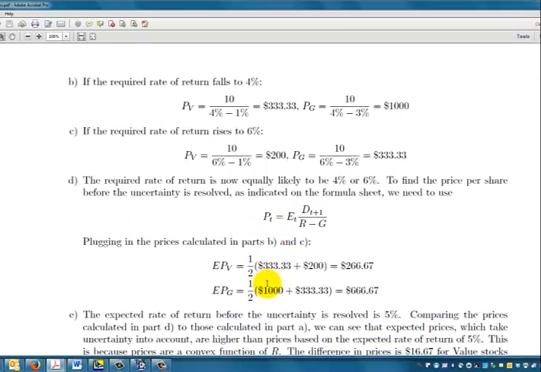Now, what happens if the required rate of return falls to 4%? Well, for the value firm, we're just going to plug in 4% minus 1%, so we're going to get a price of $333.33. For the growth company, on the other hand, we get 10 divided by 4% minus 3%, which is 1%. So dividing by 1% is multiplying by 100, and we get a price of $1,000.